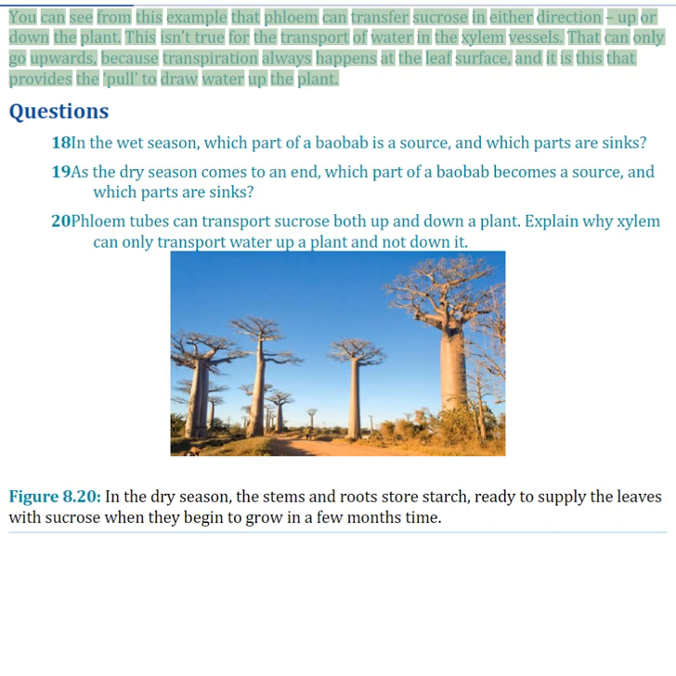This isn't true for the transport of water in the xylem vessels. That can only go upwards, because transpiration always happens at the leaf surface, and it is this that provides the pull to draw water up the plant.